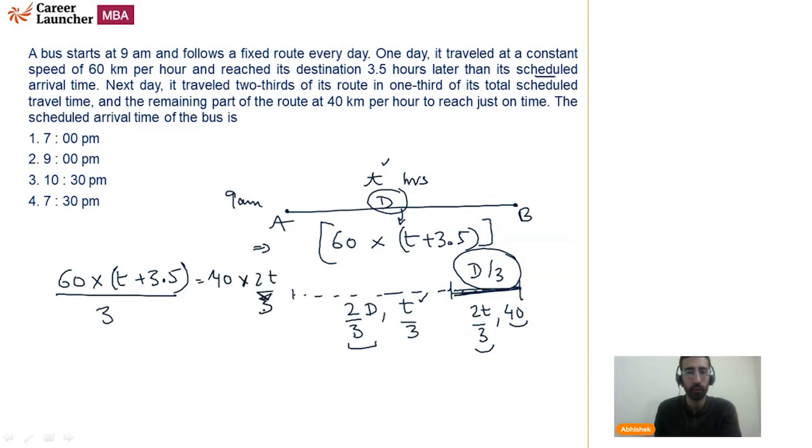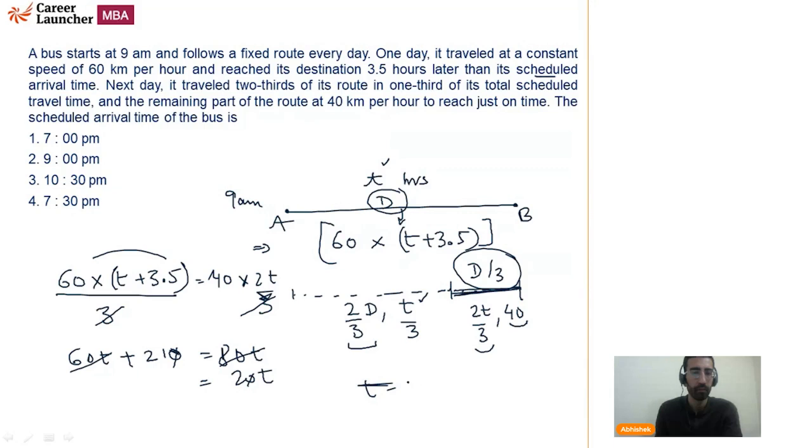40 into 2t by 3. Just solve this. It's quite easy. 60t, and you have 80t on the right hand side, and you have 60 into 3.5, which is 210. So 20t will come out to be 210, and t will come out to be 10.5. So the normal time taken is 10.5 hours.